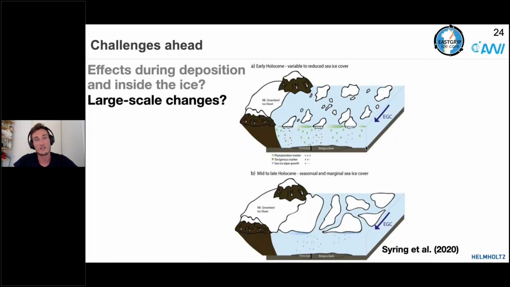We have large scale changes. So at those 7.6 thousand years ago, there were some changes from the Greenland ice sheet. So the ice sheet retreated, came back, retreated. Sea ice cover was different. So this could have an impact on your mineralogy, where your dust is coming from.